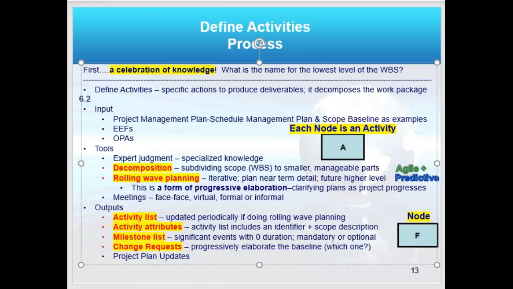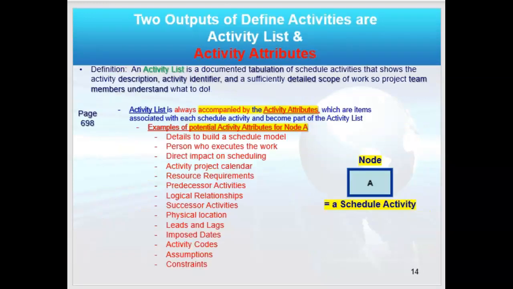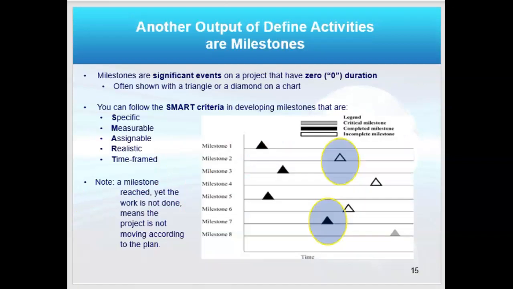I will also, one of the few places, define the milestone list as the project manager, and I can do change requests also. This is a sample. So here's your node, single node. It's an activity A. And these would be examples in red of the attributes that go with it. Things that I just can't say in a simple box, but you need to know, right? It's just an example, those in red.